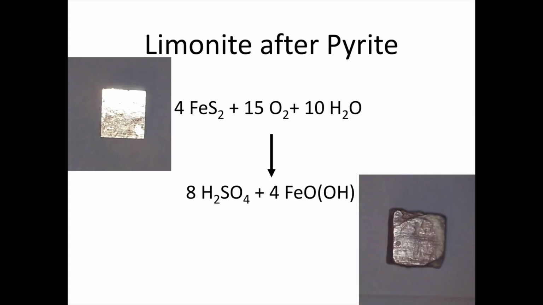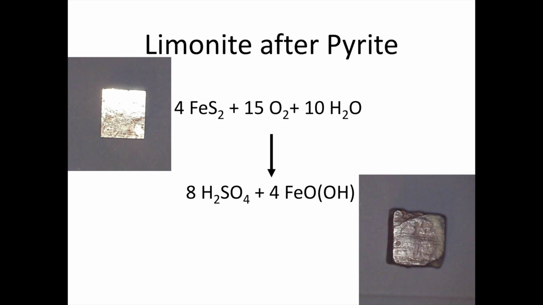So what you see here is a simplification for understanding how we get limonite pseudomorphs after pyrite. Our pyrite, iron sulfide, is unstable at the surface conditions of the Earth due to the presence of oxygen and water. And so when rocks bearing pyrite begin to be exposed to oxygen and water from the surface of the Earth, they start to weather. This chemical reaction takes our pyrite and combines it with oxygen and water in order to form sulfuric acid and our iron oxyhydroxide, our limonite.